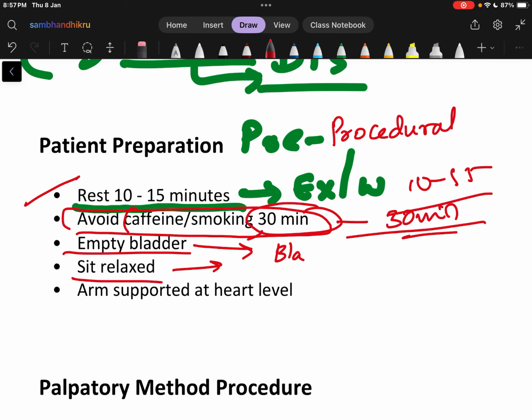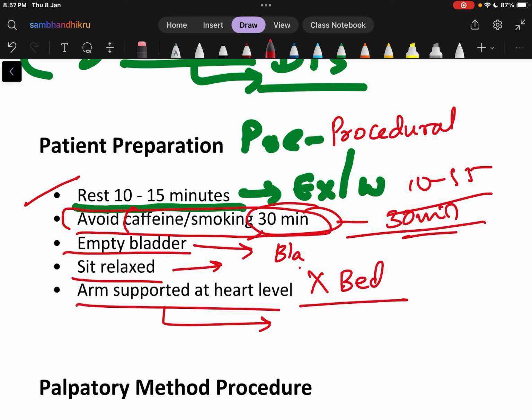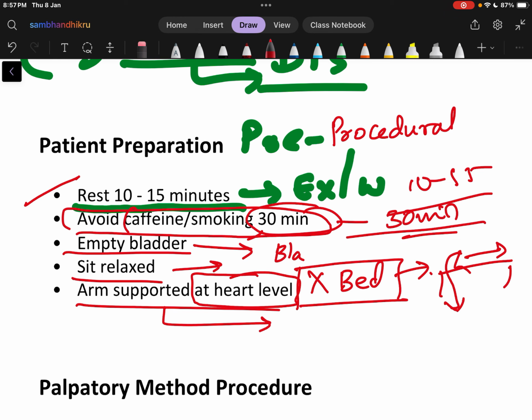Next, sit relaxed in the sitting position. If they want to sleep, they can sleep if it is not contraindicated. Arms supported at the heart level. Some students do this sitting on the bed. You should not sit on the bed. If the volunteer sits on the bed, you should ask them to lie down; otherwise, make them sit on a chair. Later on, you should confirm whether the sphygmomanometer is at heart level or not.